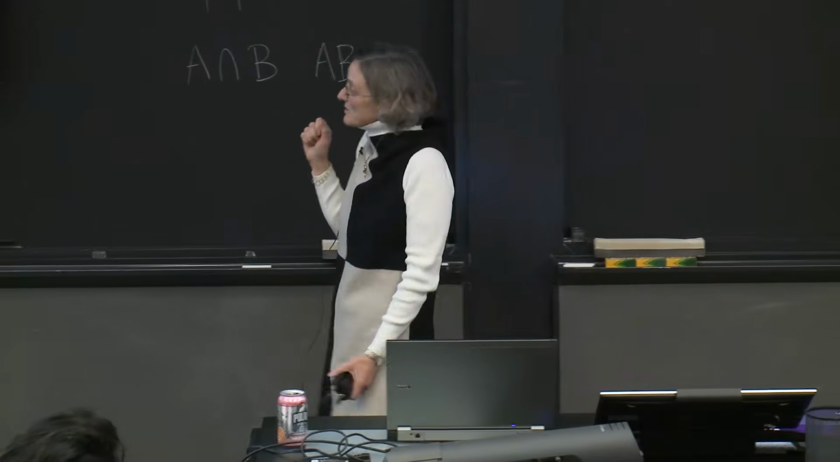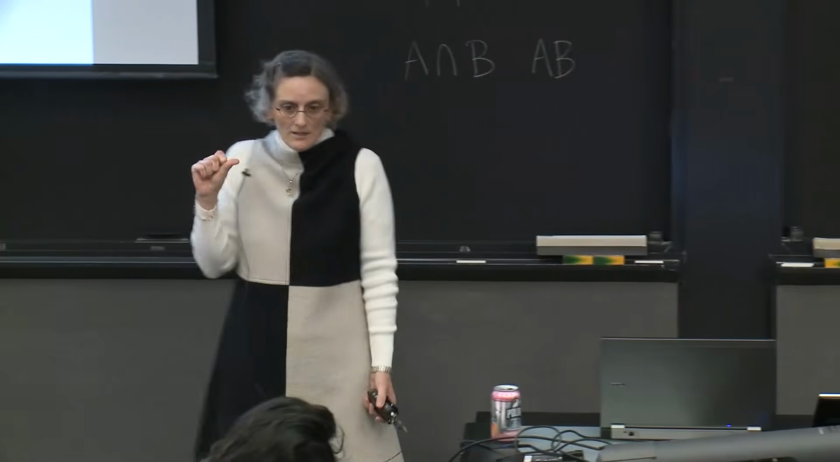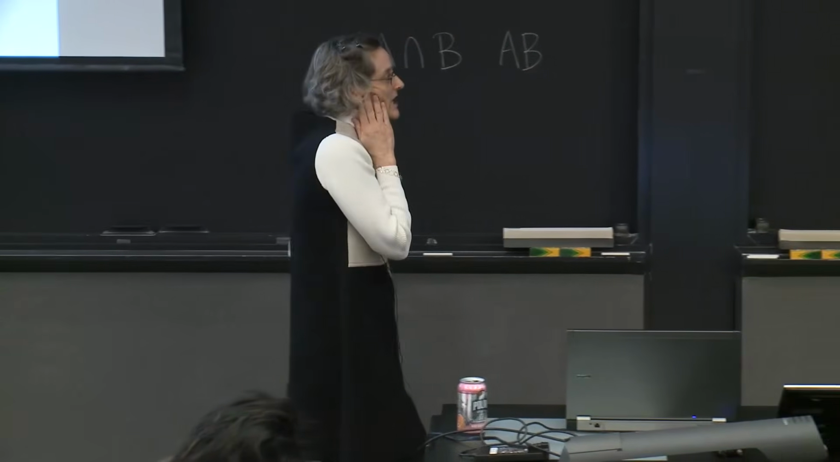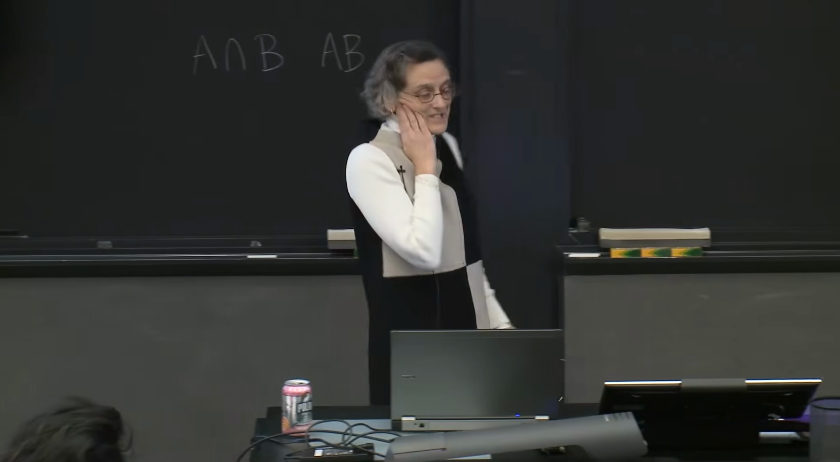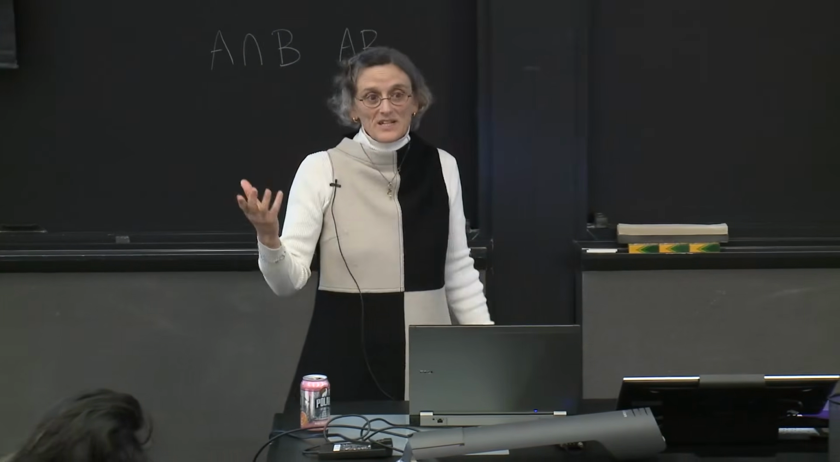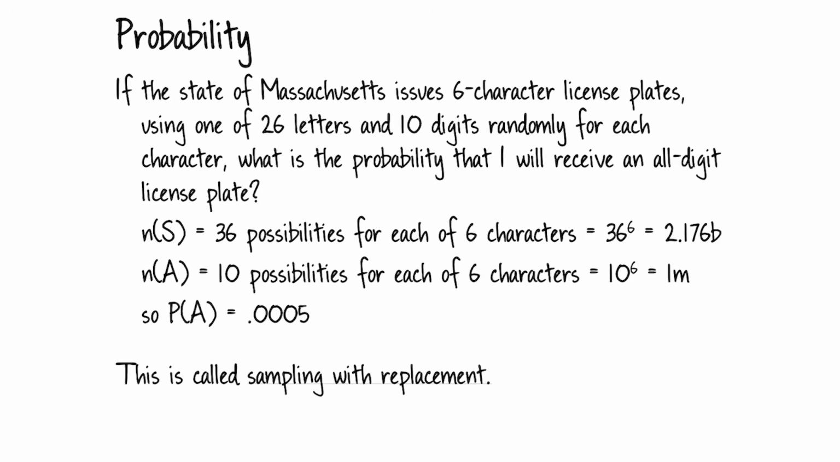Okay, one more example, slightly less simple, I guess. Let's say the state of Massachusetts issues license plates with 6 different characters on them. And for each character, you can use one of 26 letters or one of 10 digits. And they're just chosen randomly on the license plate. So my question is, what's the probability that I'll receive an all-digit license plate?